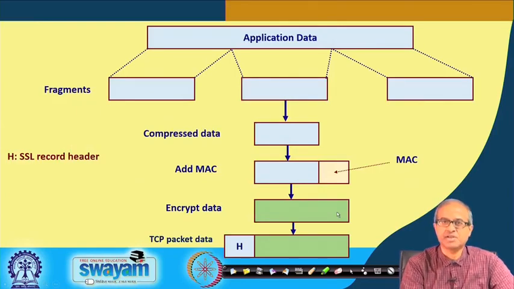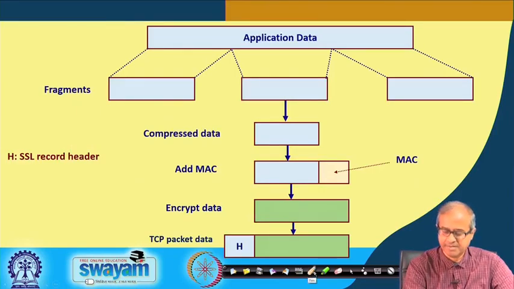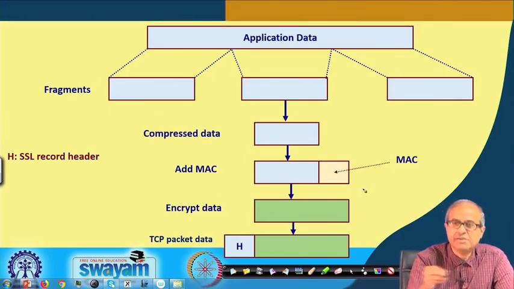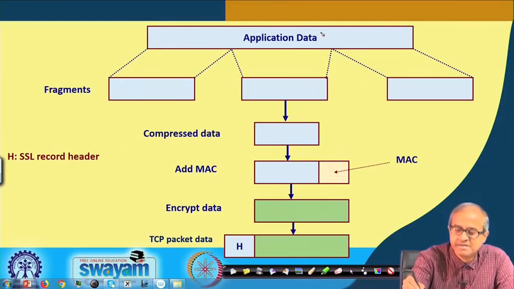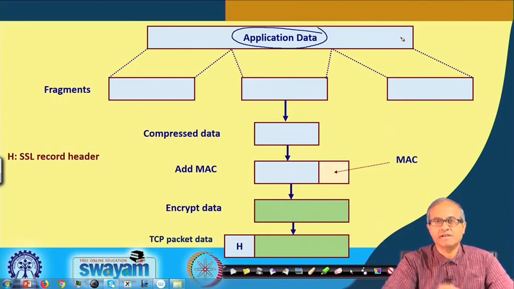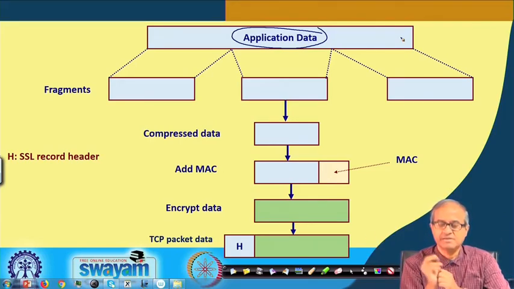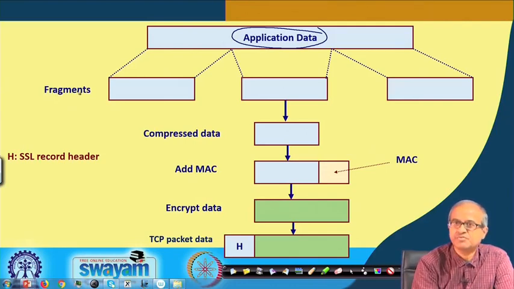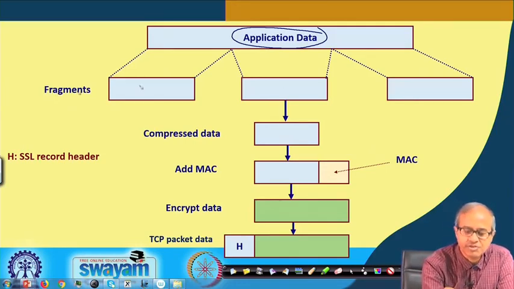Let us look at it pictorially. This will make the thing clear. Suppose some application is wanting to use SSL. This is your application data, which can be larger than 16 kilobytes. So, first thing is that it is broken up into fragments. This is what the SSL record protocol is doing.